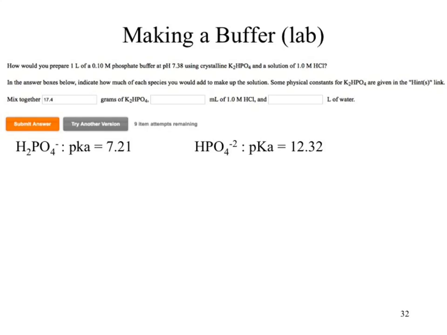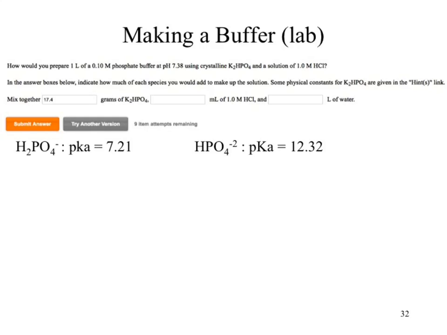This is a question that popped up at ASU. A former student at ASU sent me this and needed some help with it. Just because of time, I don't think I really want to talk about it right now, but let's look at it. What they're talking about is how we would make a buffer, which is something that we could do in lab. So we want to prepare 1 liter of 0.1 molar phosphate buffer at pH 7.38 using this potassium phosphate structure and a solution of 1 molar HCl.